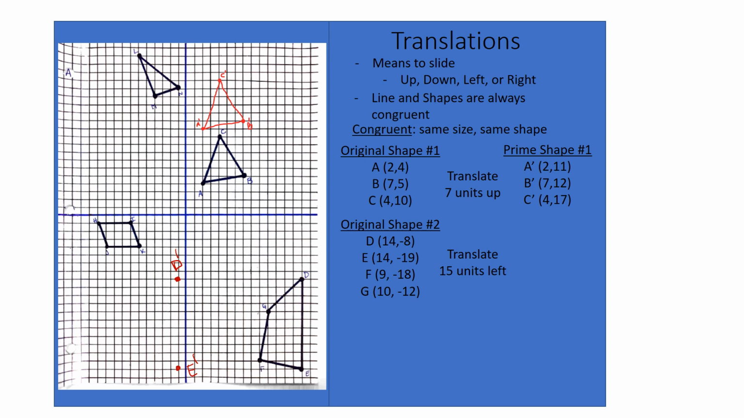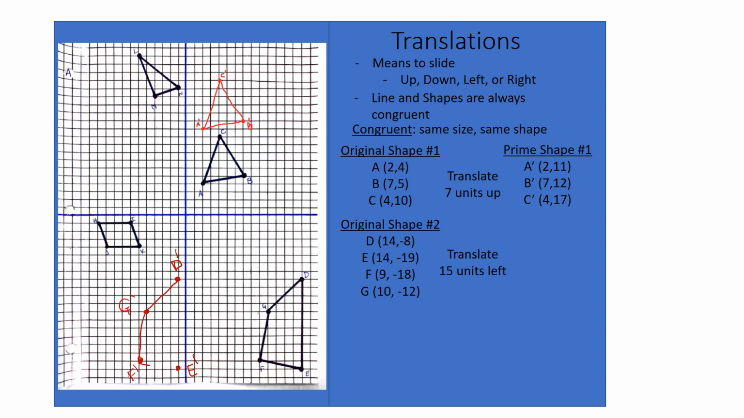I'm going to go to point F and go 15 units left again. 1, 2, 3, 4, 5, 6, 7, 8, 9, 10, 11, 12, 13, 14, 15. And I'm going to label that one F prime. And the last point G, again, going 15 units left, all we're going to do is count. 1 through 15. I'm going to label that one G prime.